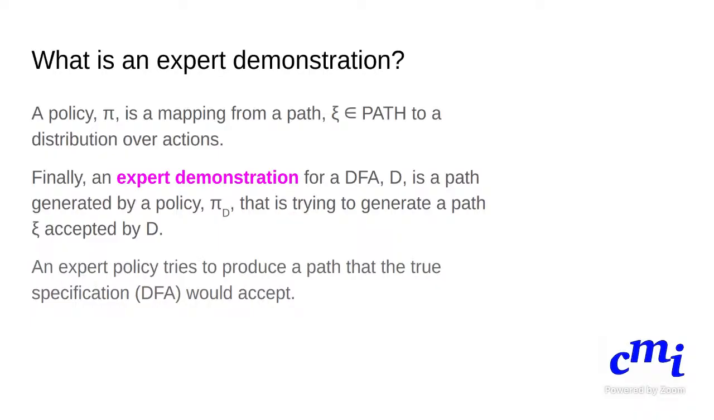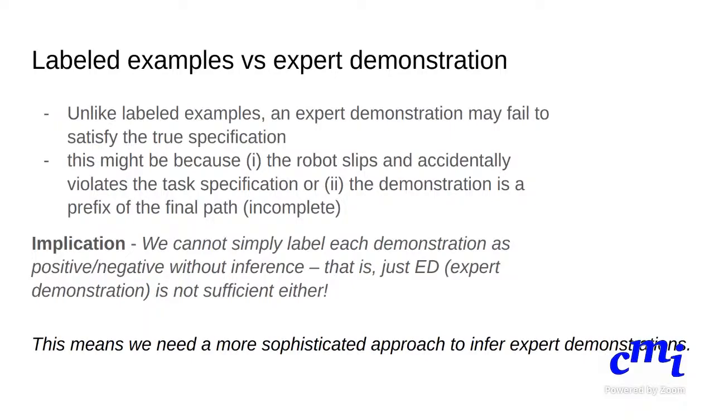Just to add to that, where it would fail, it could only be a prefix of a labeled example. It won't be a random path. It could be just a prefix of a label. The demonstration is the prefix of the final path. Or otherwise it can fail because the robot might slip and violate the task.